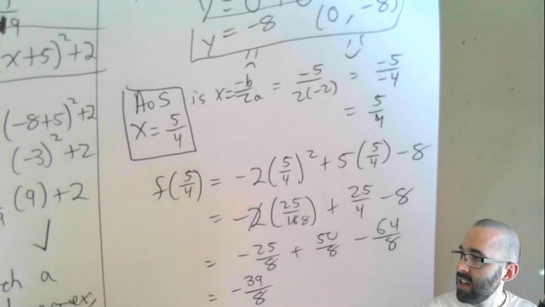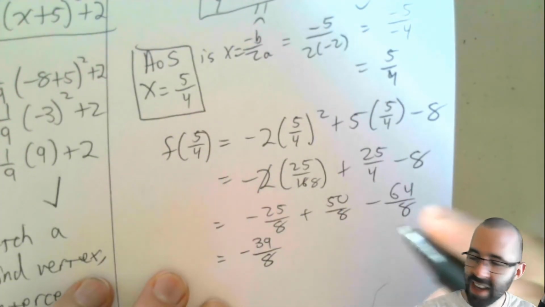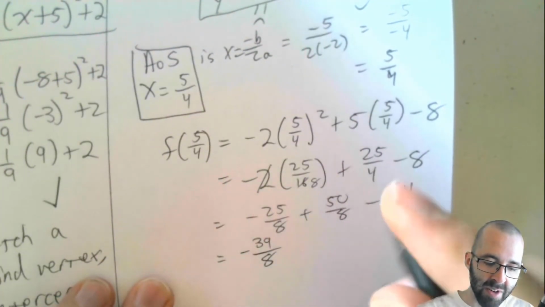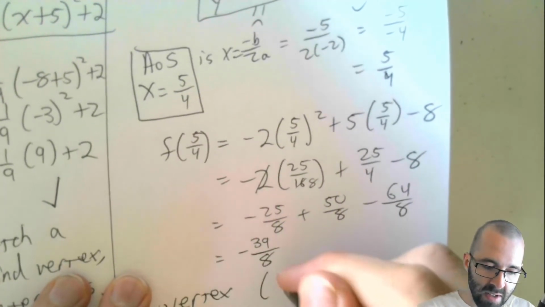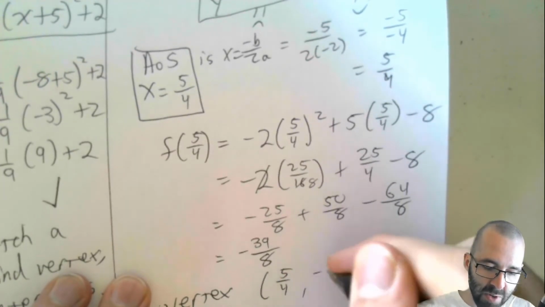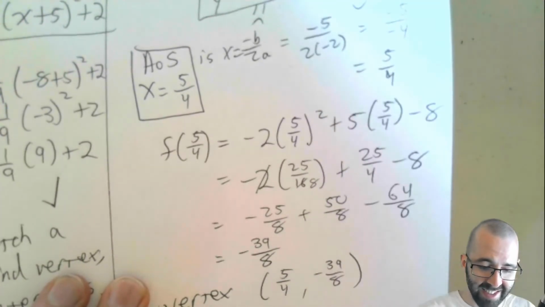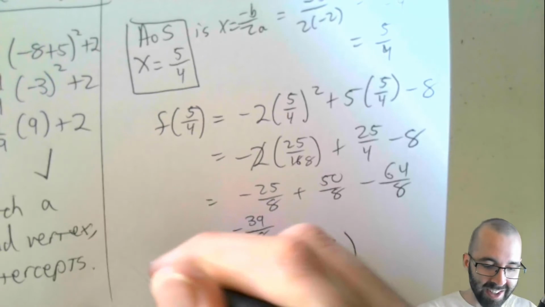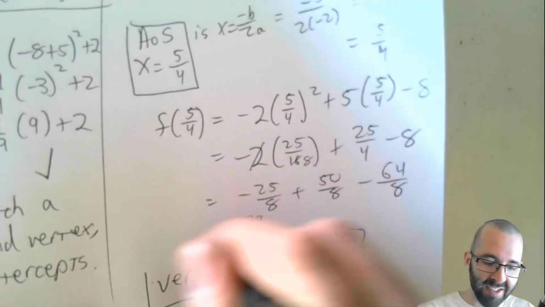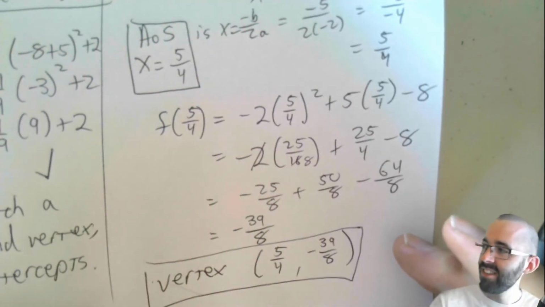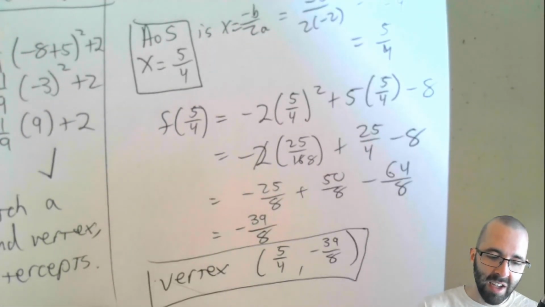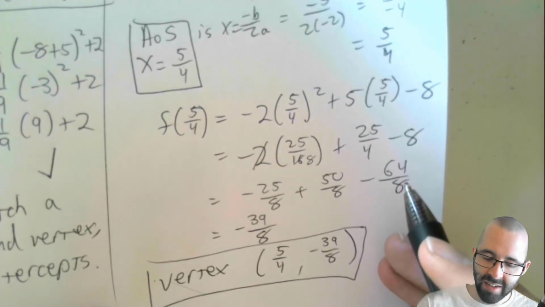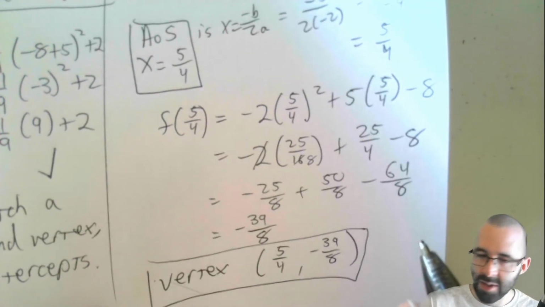-39 over 8, I believe. That's the y coordinate of our vertex. Our vertex is the x coordinate, 5/4, times the y coordinate, which is hopefully this. Getting really nervous with this problem, not having access to a calculator, especially since the previous example got me all nervous too. But even if there's a small mistake here, the next step will still be the same.